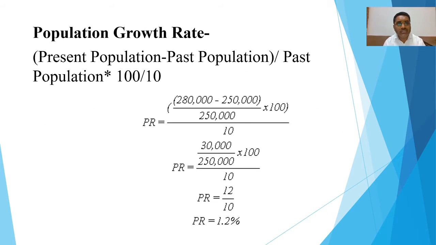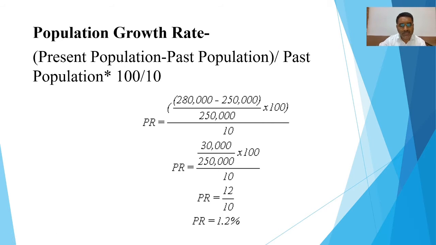So let us see the formula to calculate the population growth rate. It is a very simple and easy formula. We take the present population, meaning today's population, and subtract the past population from the present population. At the same time we divide it by the past population, and for all these figures we multiply by 100, because we have to calculate in percentage, and again we divide it by 10.